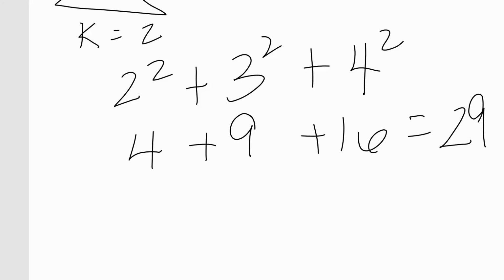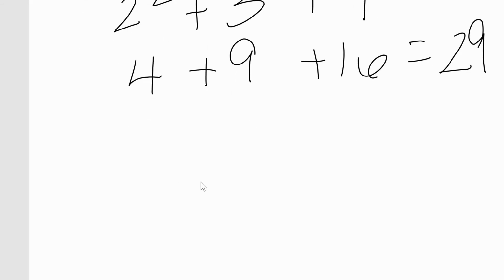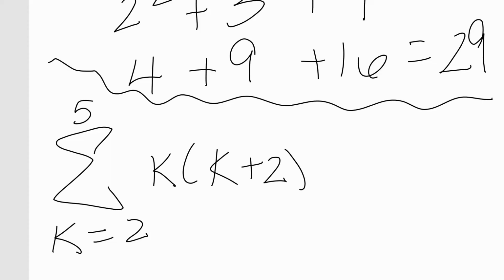We can do one more of these, show you how nice they are. And this should be review from pre-calc. The summation, I don't know why it's not writing, ink pen. The summation, K starting at 2 and going to 5, of K times K plus 2. So just to separate the problems.